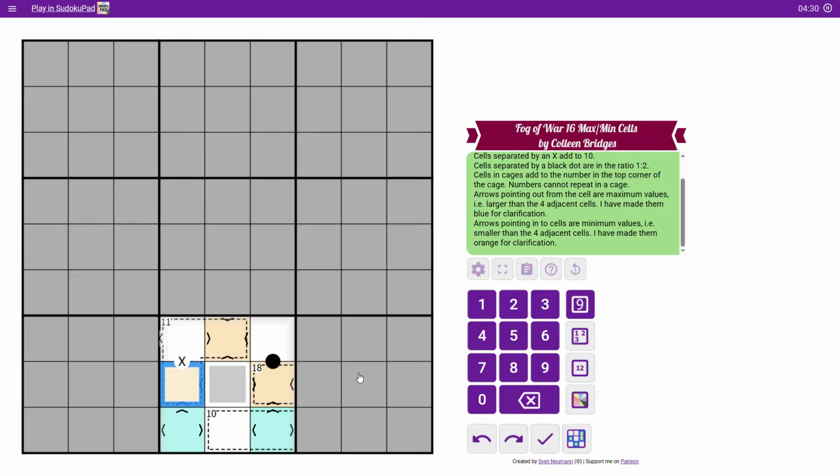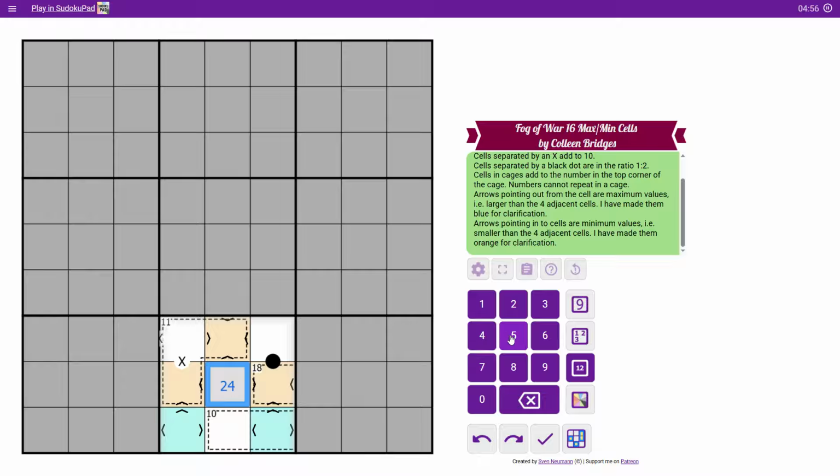This is the first puzzle I've made with these maximum minimum ones, so I think it's turned out quite fun, and I hope you like it. There's a link in the description below if you'd like to click on that and have a go yourself. And if you have a problem, come back and check the solution and see what you need to do to continue. Alright, so I'll start off now with that one there.